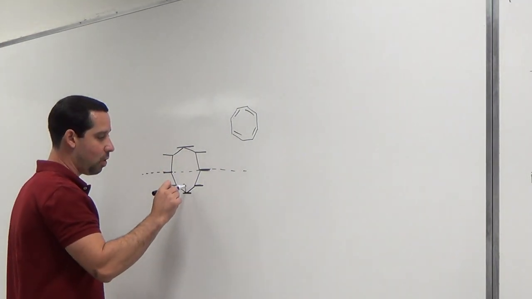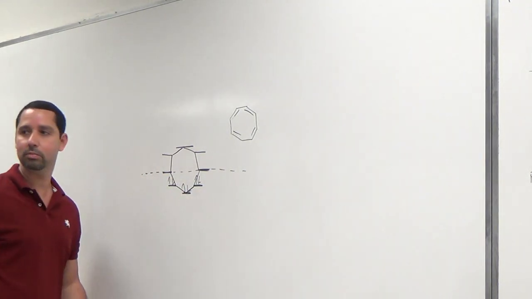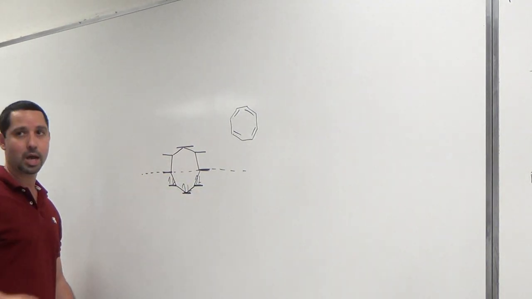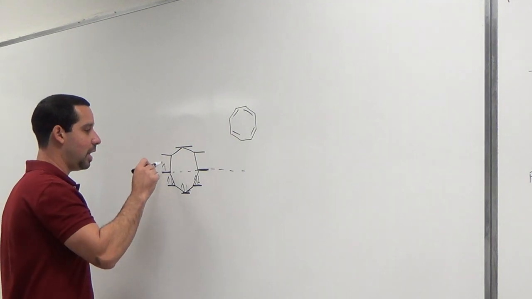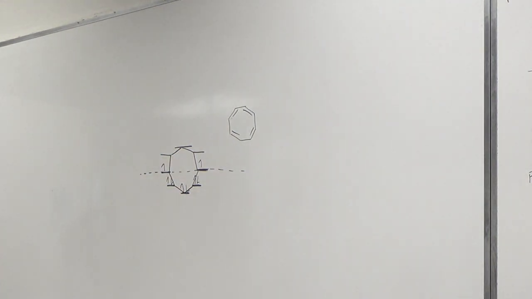So, 1, 2, 3, 4, 5, 6. And then non-bonding. And then 7, 8. Oh, that's how you do it.